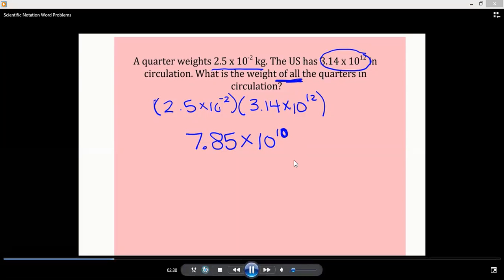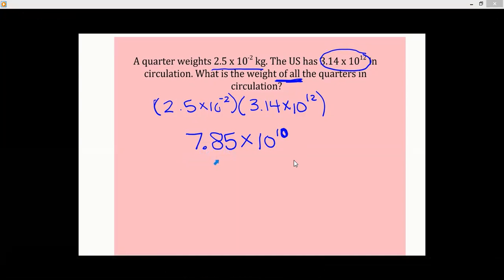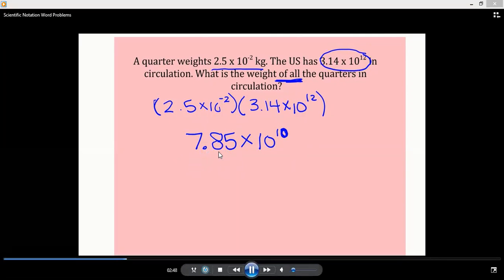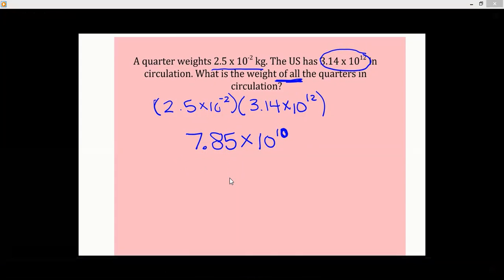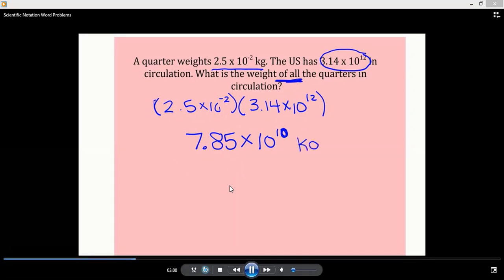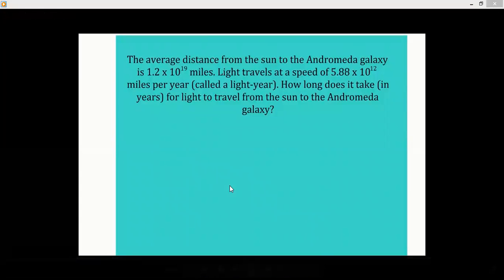So again, in this type of question, we have to read and then decide which operation we have to use to solve a scientific notation word problem. So this one now is 7.85 times 10 to the power of 10. It's already written in scientific notation. And as I said, the word "all" means we are looking for the total number of circulations in this question. Kilogram for sure.